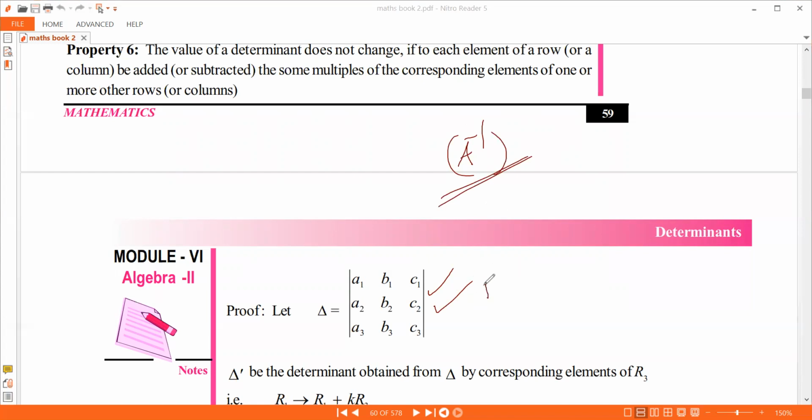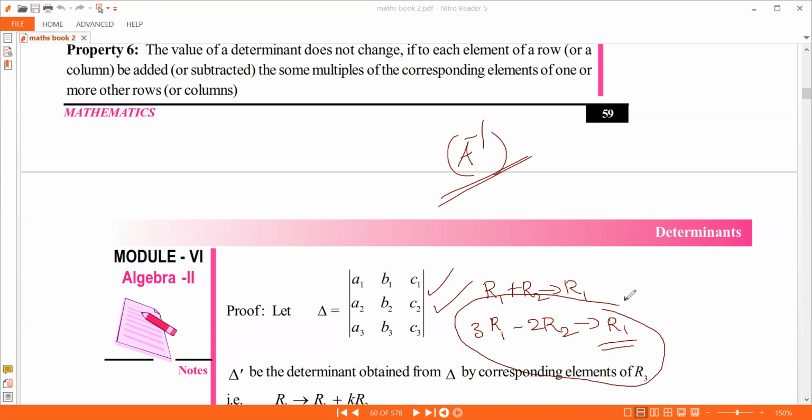What will we do? You can add two rows. You can subtract two rows. And you can multiply, like 3R1 minus 2R2 is equal to R1. Like this you can do, according to your convenience. These operations are done to get zeros. To get some zeros.